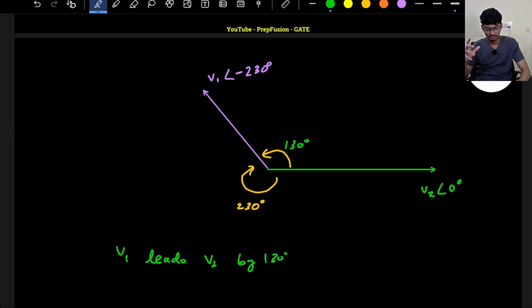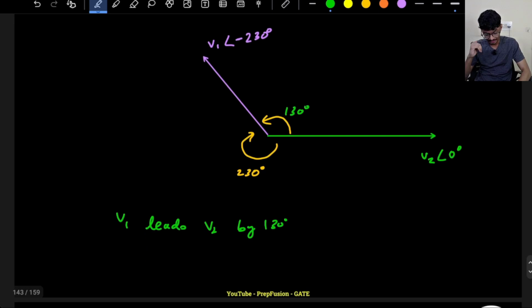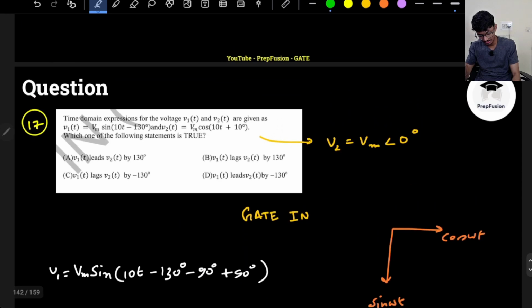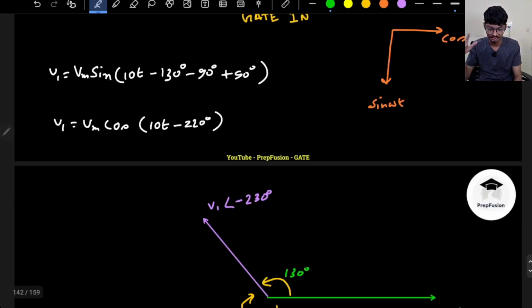Sorry for the interruption, my recording got stopped. So I said V1 leads V2 by 130. If this statement is anywhere present, then that will be my correct answer. So V1 leads V2 by 130 degrees, that is present in the first option itself. So of course the first option will be correct. Now what can be the other correct ones? This can be an MSQ, right?